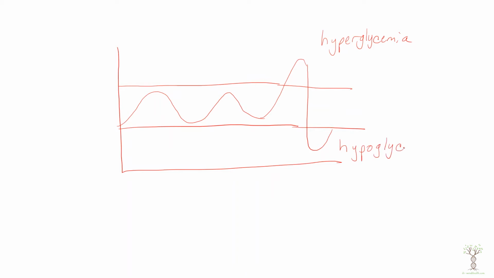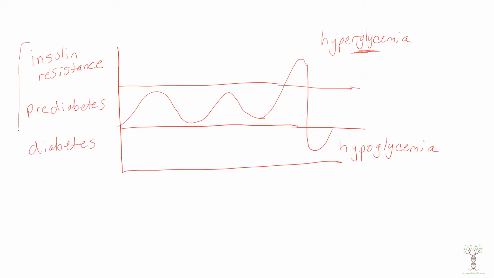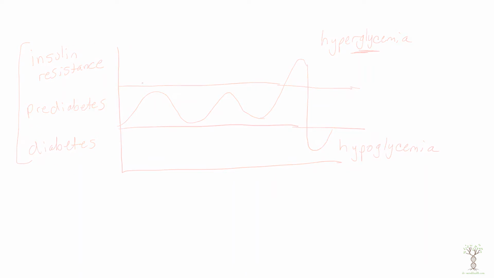And different symptoms are going to be associated with each of these when they're outside of the normal range. And I want to point out that up here, where we have hyperglycemia, this can range in severity from anything from insulin resistance to pre-diabetes to diabetes. So symptoms up here can have a whole range of severity. So let's talk about hypoglycemia first.